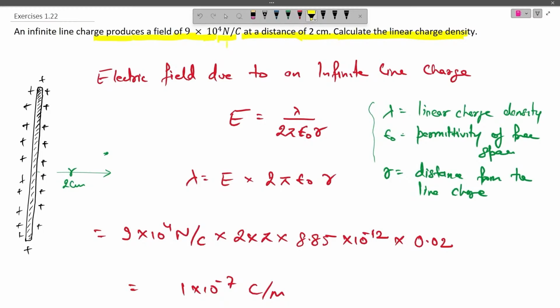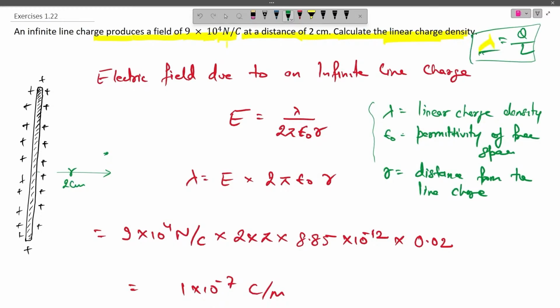So let us assume that this is the infinite line charge, and at a distance of 2 centimeter away from this line charge, the electric field of this much magnitude is produced. So what is the linear charge density, or lambda? Lambda is defined as total charge divided by length of the line. So we have to find out this value of lambda.